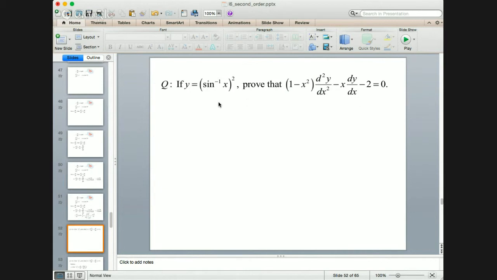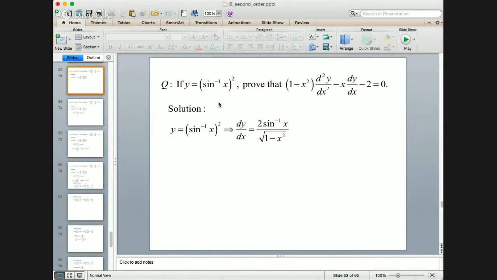So to begin with, we find the first order derivative, dy by dx. Chain rule gives you 2 times sine inverse x into derivative of sine inverse x, which is 1 by under root 1 minus x square.